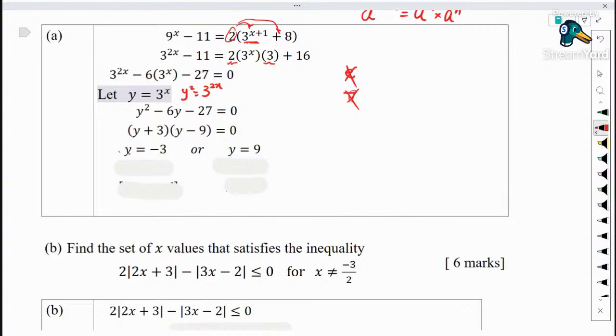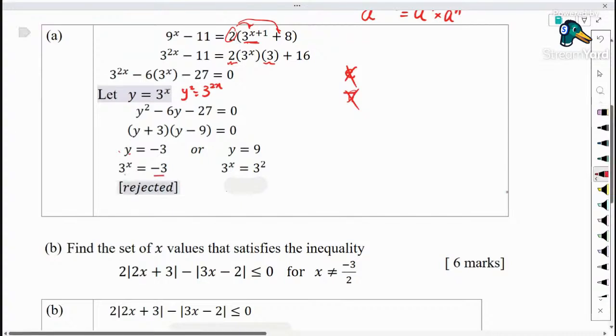So let us replace back the y first, it becomes 3 power of x. You find out that in the first case, 3 power of x equals negative 3. In this case, we're going to reject because there's no solution. A positive number, no matter how you power it, will never get a negative answer. So we reject this value as 3 power of x is always greater than 0 for all x which is a real number.